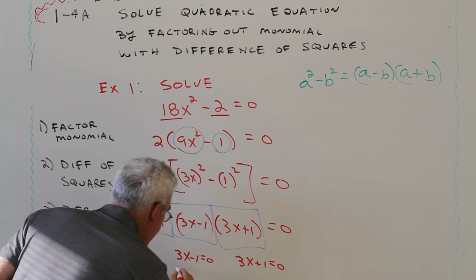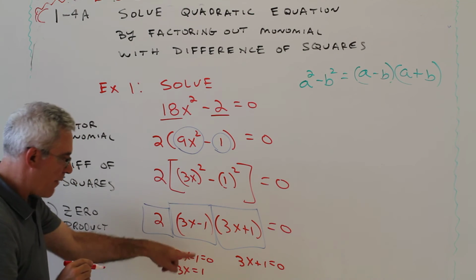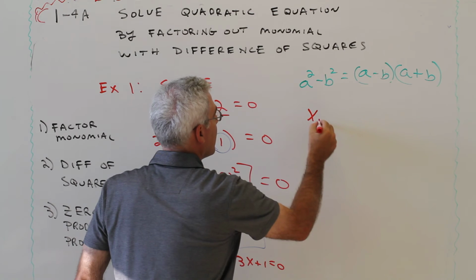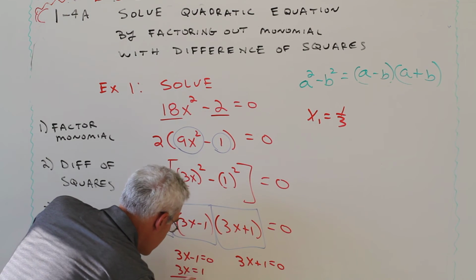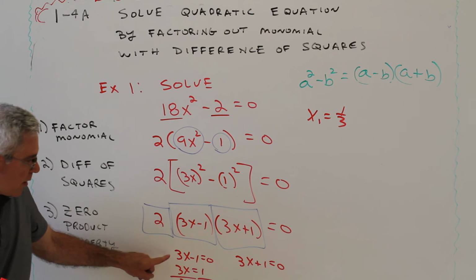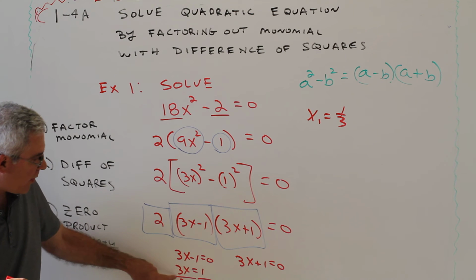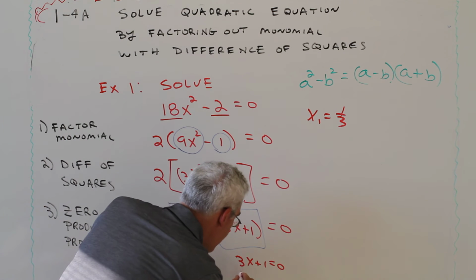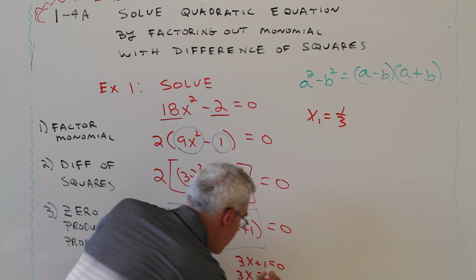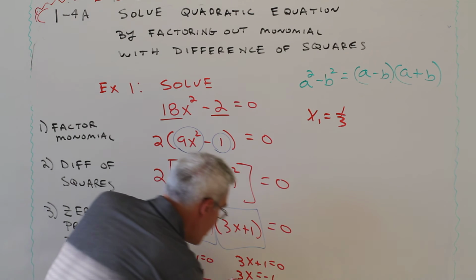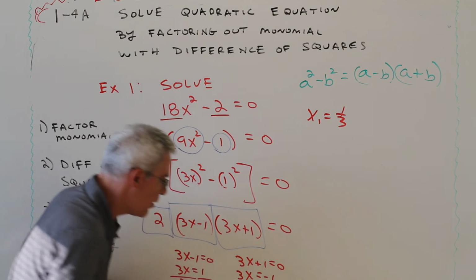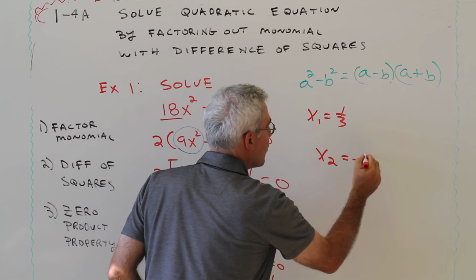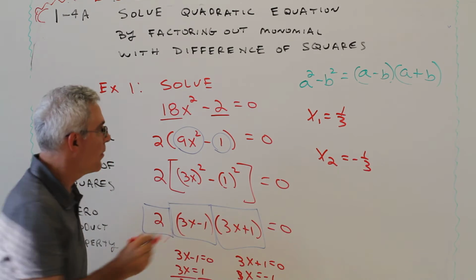Add 1 to each side. Divide each side by 3. I might be running out of room. I'll write it up here. 3x divided by 3, 1 divided by 3. So x sub 1 is 1/3. Over here, subtract 1 from each side. And then again, divide each side by 3. The 3's will cancel. And I'll get x sub 2 equals negative 1/3.